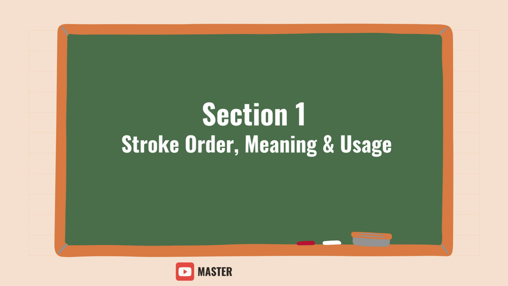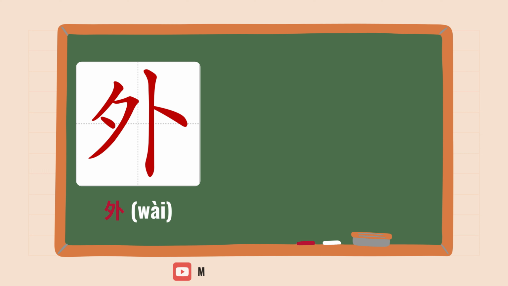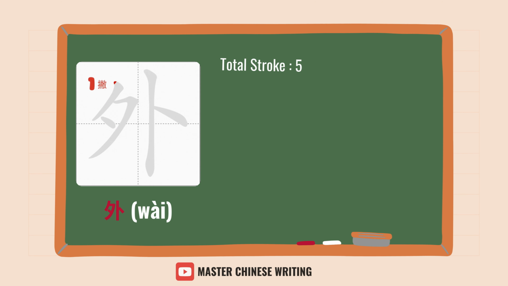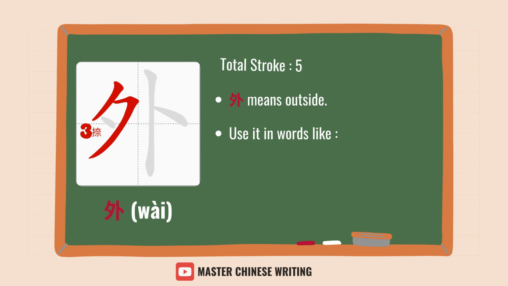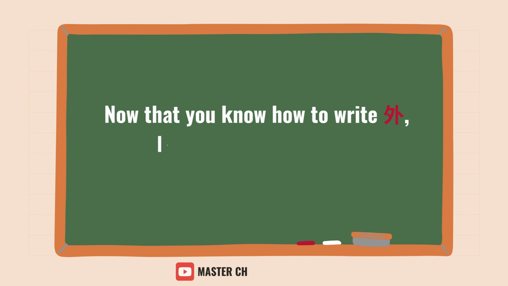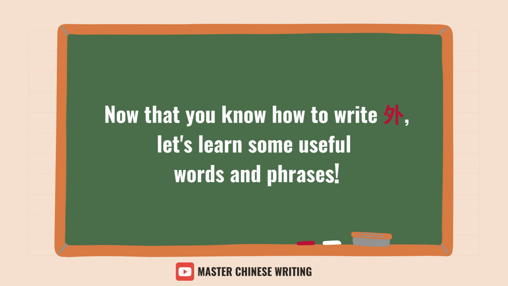Section 1. Stroke order, meaning and usage. 外 has 5 strokes to define outside. 撇横撇捺竖捺外. It means outside. Use it in words like 外面, outside, and 外国, foreign country. Now that you know how to write 外, let's learn some useful words and phrases.